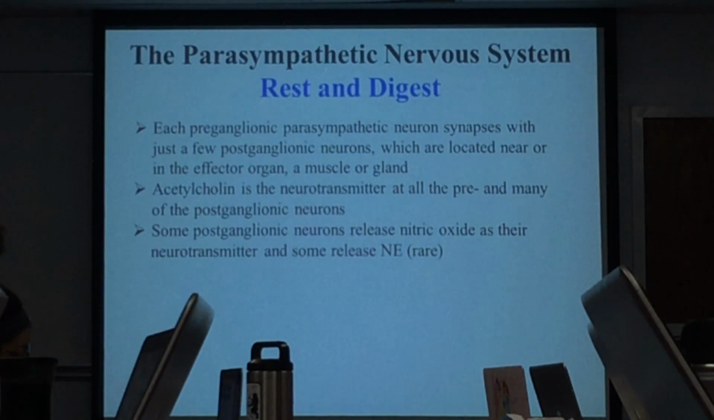Acetylcholine is the only neurotransmitter at the pre- and postganglionic neurons. Some postganglionic neurons release nitric oxide as their neurotransmitter, and some release norepinephrine, which is not common, it's rare.